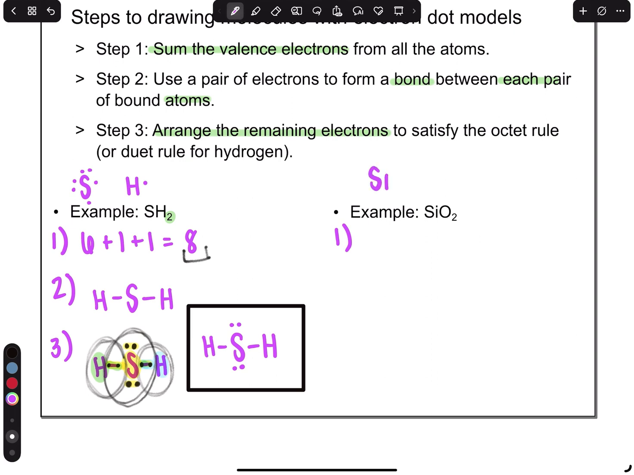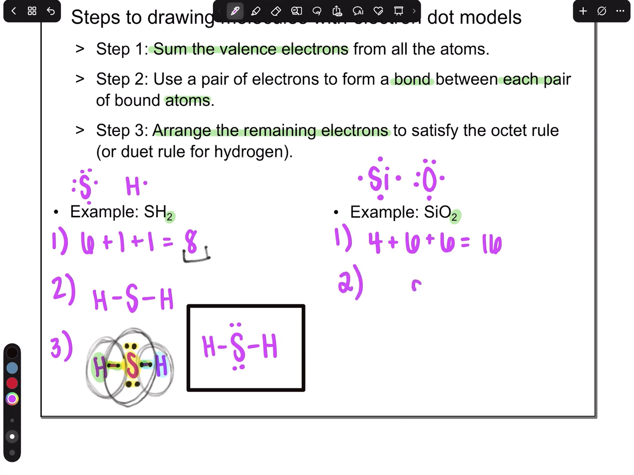I'll start by adding up the number of valence electrons from silicon and oxygen. Silicon is in group 14, so it has 4 valence electrons, whereas oxygen is in group 16 and has 6 valence electrons. I'll add up 4 from silicon, 6 from oxygen, but I have to keep in mind that there are 2 oxygens in this molecule, so I need to add 6 twice to get me a total of 16 valence electrons.